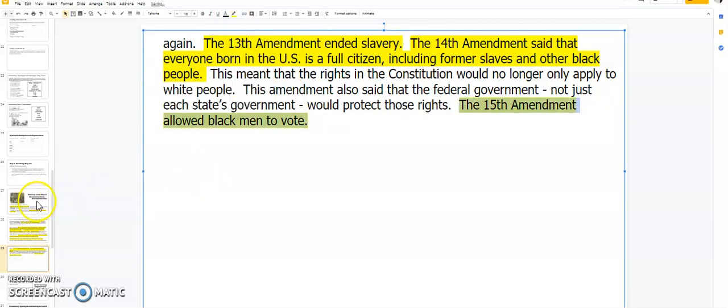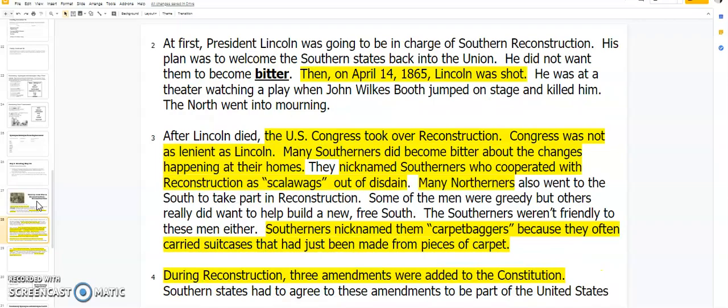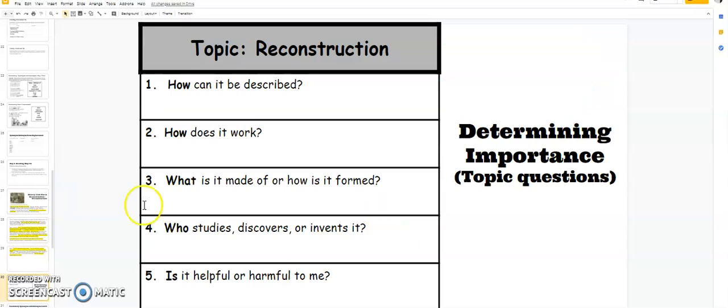All right, now we're going to go back through and pause if you need to study the highlighted. So here's a second to pause on this screen, second to pause here, a second to pause here. So when we go through, how can it be described? So we're talking about Reconstruction. So what was it? And when did it take place? This is not your answer. This is just notes.